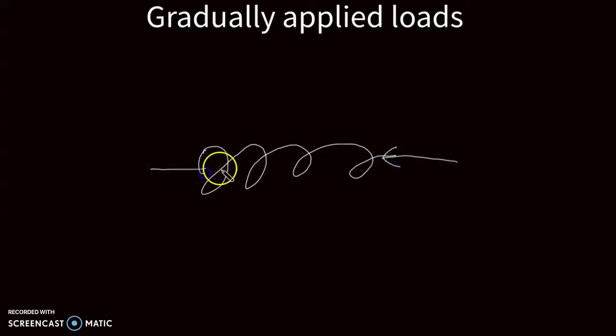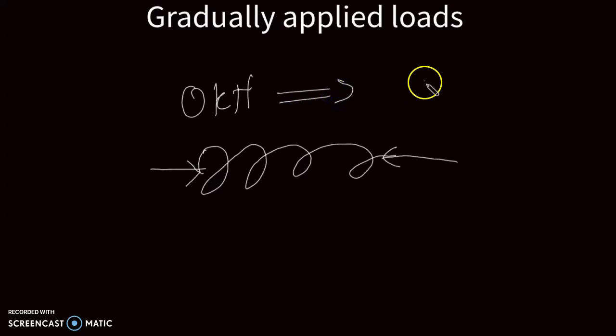To understand what gradually applied load means, we are going to look again at the example of a spring. We are applying a load to the spring, trying to compress it. As we start, the load that we are currently applying will be 0 kilonewtons, and then we will work our way up to the maximum force that we are going to apply to the spring. Let's say our maximum force is 100 kilonewtons, and this is an example of a gradually applied load.